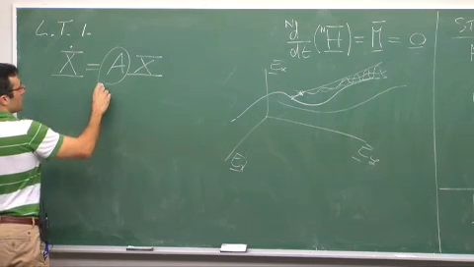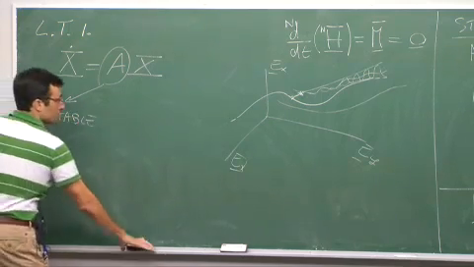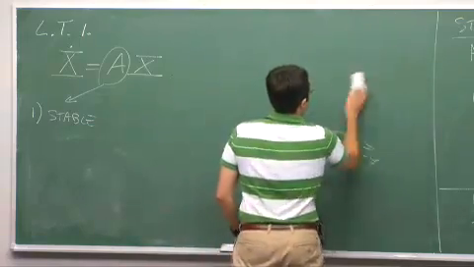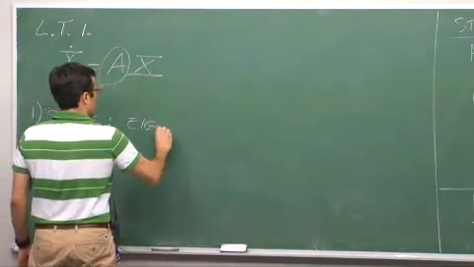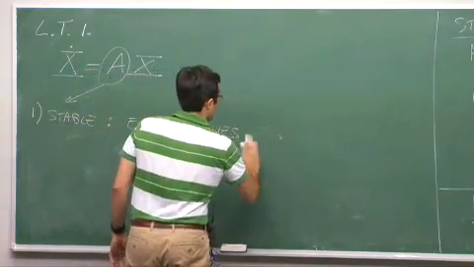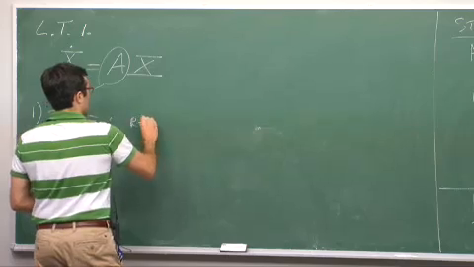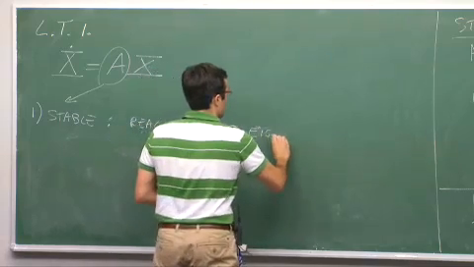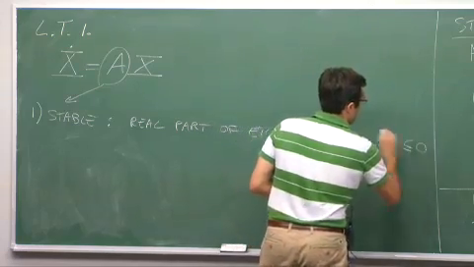So that's why it's called a linear time invariant system. If you have a linear time invariant system, the system is stable when? Remember when? There is a property for A. When the eigenvalues of the matrix A, the real part of eigenvalues of A, is less or equal to 0.